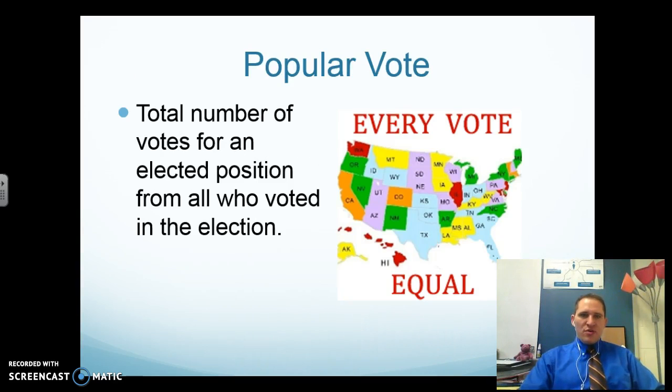All right, next is the popular vote. The popular vote is just the total number of votes for an elected position from all who voted in the election. So in order to win the popular vote, you have to get more votes than any other candidate. Now, in most elections, if you get the majority of the popular vote, or more than any other candidate, you win. However, in the presidential election, remember, it comes down to the Electoral College. So if you win the popular vote of a state, you get all the state's electoral votes. If you get 270 or more, you become the president.